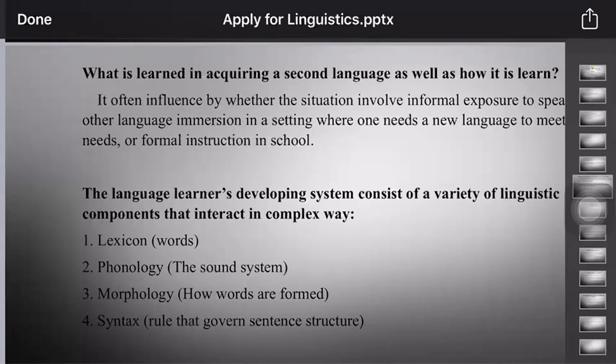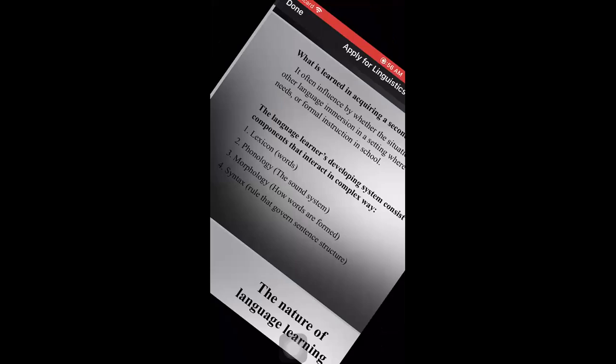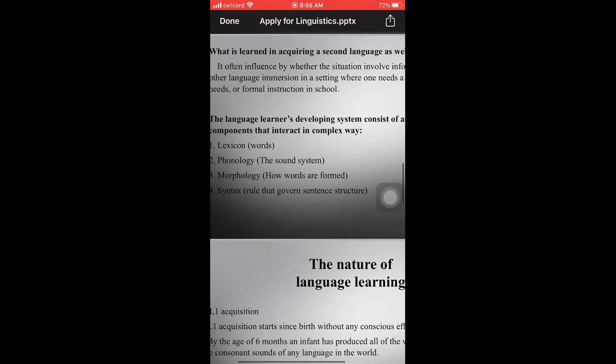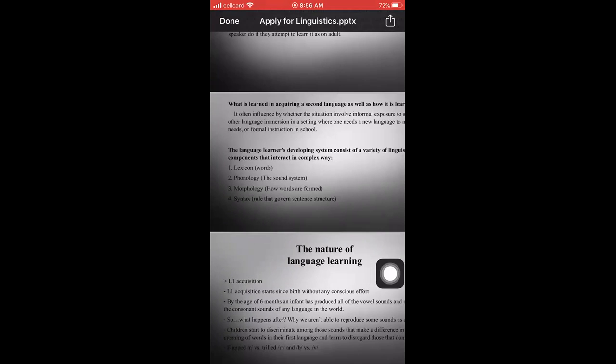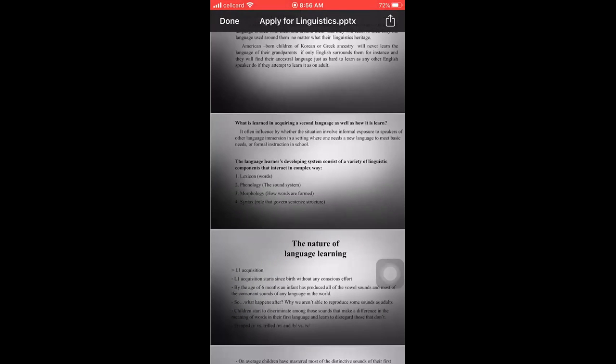We have 4 components. First, lexicon: you can learn words. Second, phonology: you can learn sounds. And third, morphology: how to form words. And fourth, syntax: rules that govern sentence structure.